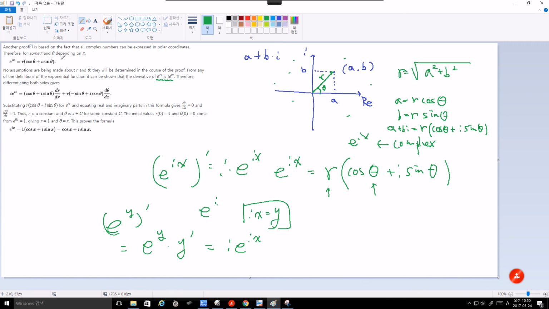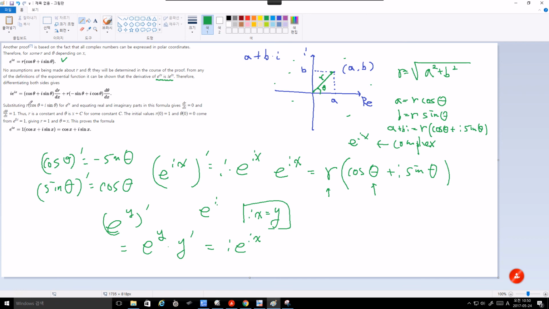Therefore, taking the derivative of both sides, the left-hand side is i e^(ix) and the right-hand side is the derivative of r(cosine theta plus i sine theta) with respect to x. The derivative of cosine theta is minus sine theta, and the derivative of sine theta is cosine theta. You may not know this yet, but let's accept this as a formula. Again, it is the chain rule.